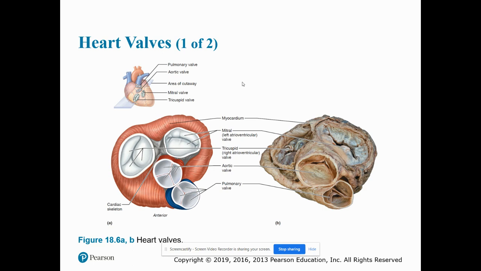This is just showing heart valves. I think this image will show up again, but I'll just show you the valves real fast. This is the left atrioventricular valve, also known as the mitral valve. This one right here is the right atrioventricular valve, also known as the tricuspid valve. This would be the aortic valve, and this would be the pulmonary valve. They're going to be called the aortic semilunar valve and the pulmonary semilunar valve.